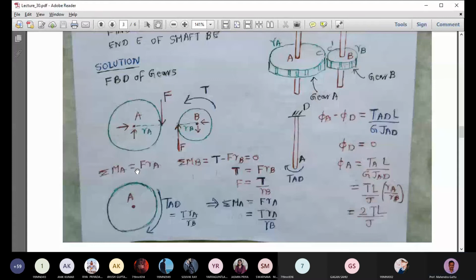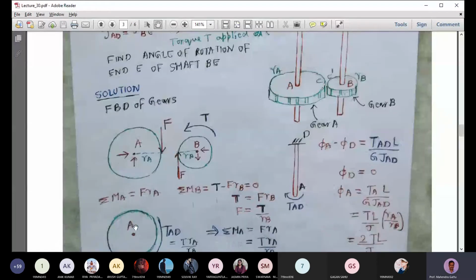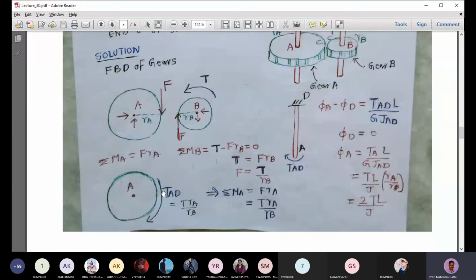So the twisting moment which is acting on the gear A is the same as the twisting moment which is acting on the shaft. So the twisting moment is F times RA. I'm just denoting it by TAD. That is the twisting moment, and we don't know what the value of TAD is. We just know that it is equal to F times RA. F is still unknown. So what we can do is the analysis for gear B.